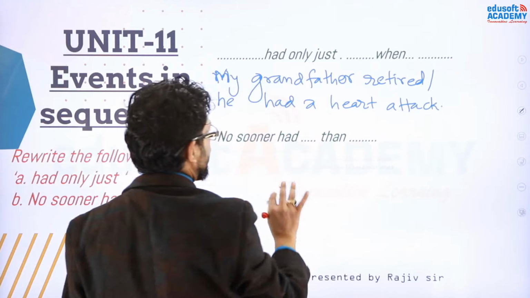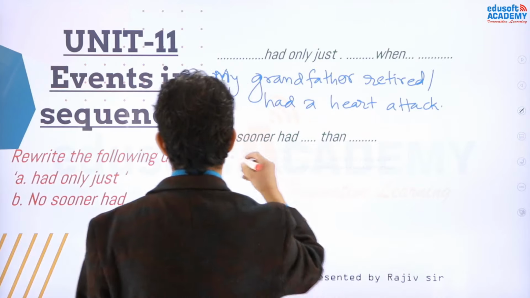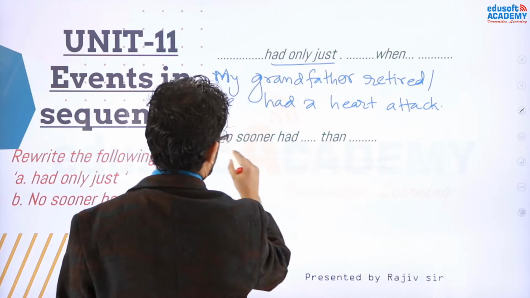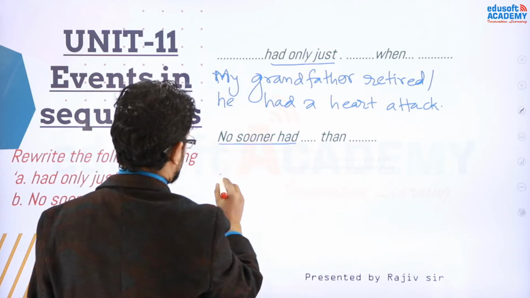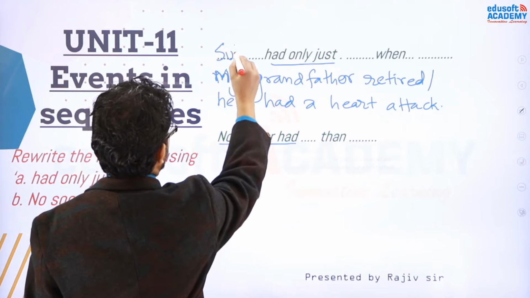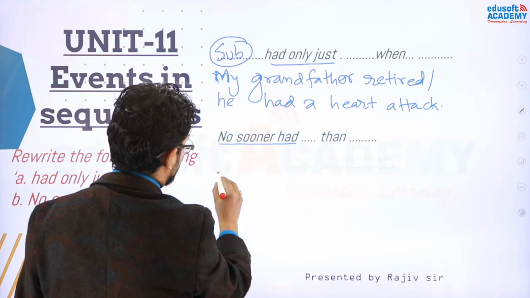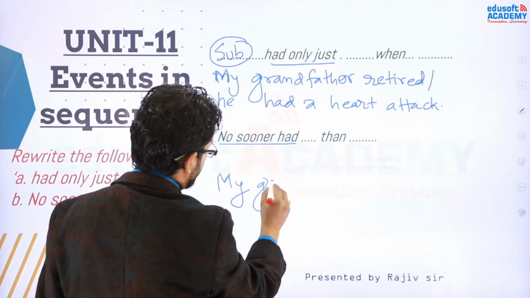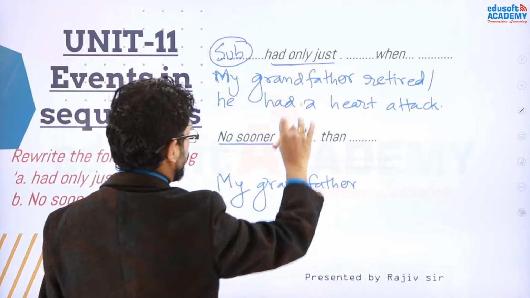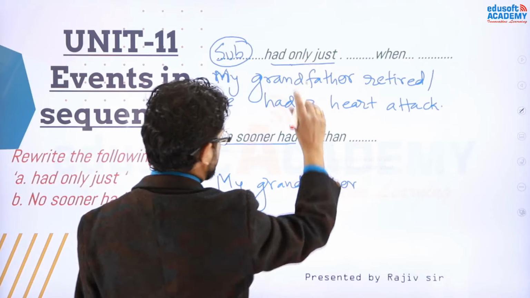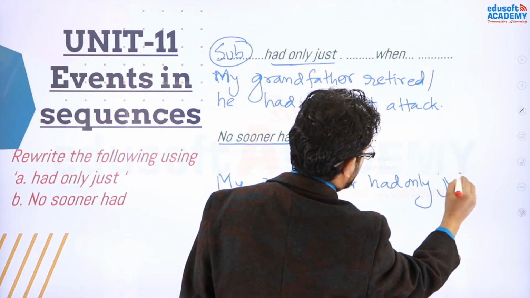Such questions are asked in your examination, asking you to rewrite the sentence using "had only just" or "no sooner had." So how are you going to write? You are going to write this structure. First, write the subject. What is the subject over here? My grandfather. After that, what is there? Had only just. Copy this. My grandfather had only just.